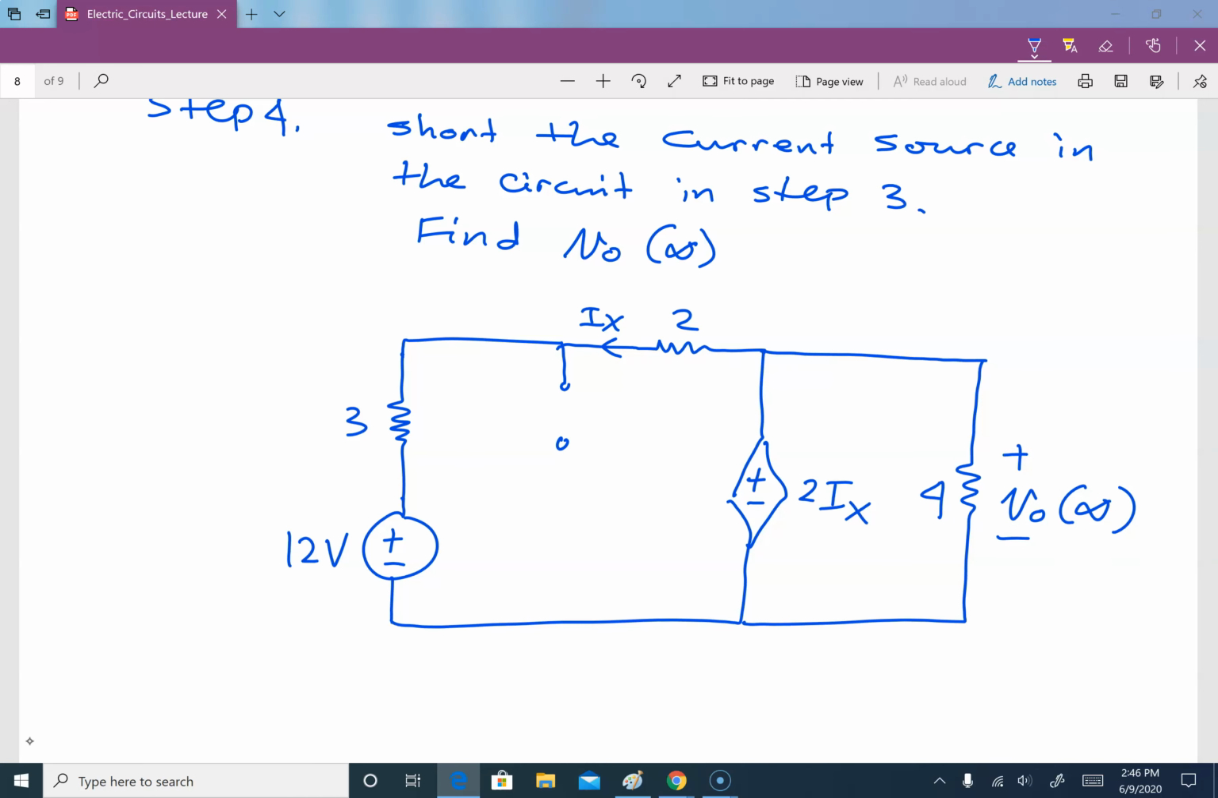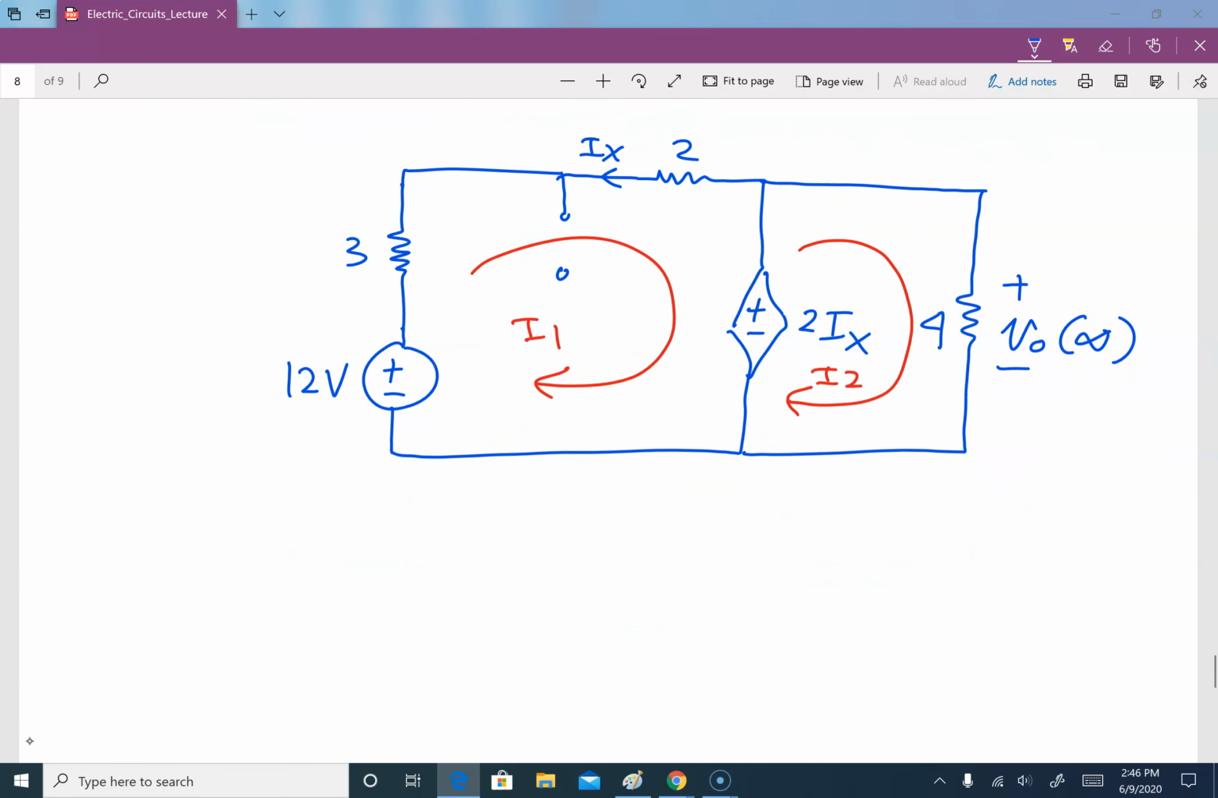So if I go with loop analysis, I can go with this over here as I1 and this loop over here as I2. Then we will write our loop equations. Of course you can use nodal analysis if you want, that is not a problem. If you use nodal analysis, then you will put a node over here, and for that node the voltage will be 2Ix. Then you need to find the value of your Ix. So that is why we went with loop analysis, because it is easier.